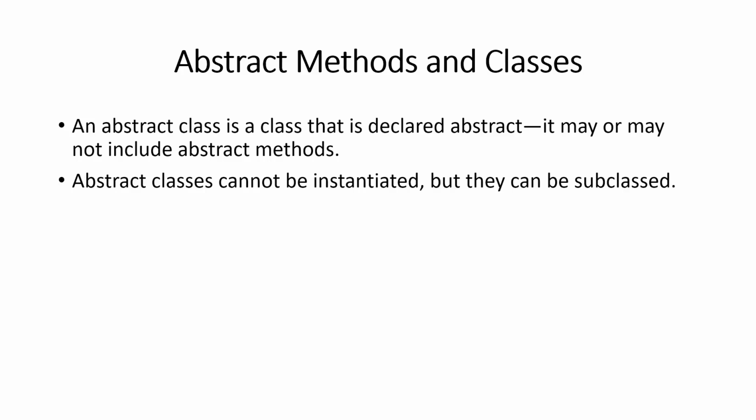Hello everyone. In this video, we'll discuss the basics of abstract methods and abstract classes. Now, any class can be declared as an abstract class using the abstract keyword. It may or may not include abstract methods. Abstract classes cannot be instantiated, but they can be subclassed. That is the characteristic of an abstract class.